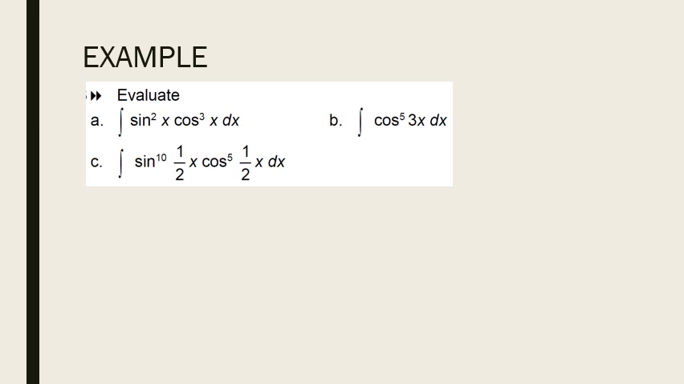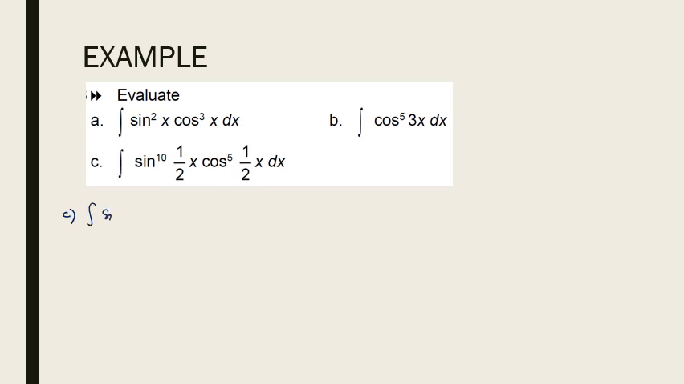Integrate sine power of 10 half x cos power of 5 half x dx. Okay, so look at these questions. So we have sine power 10, cos power 5. Okay, always look at the odd one first. Which one is odd? So cos is odd. So we use the cos odd method, right? Okay, C. Then the first step is split. Split which one? Split the odd.